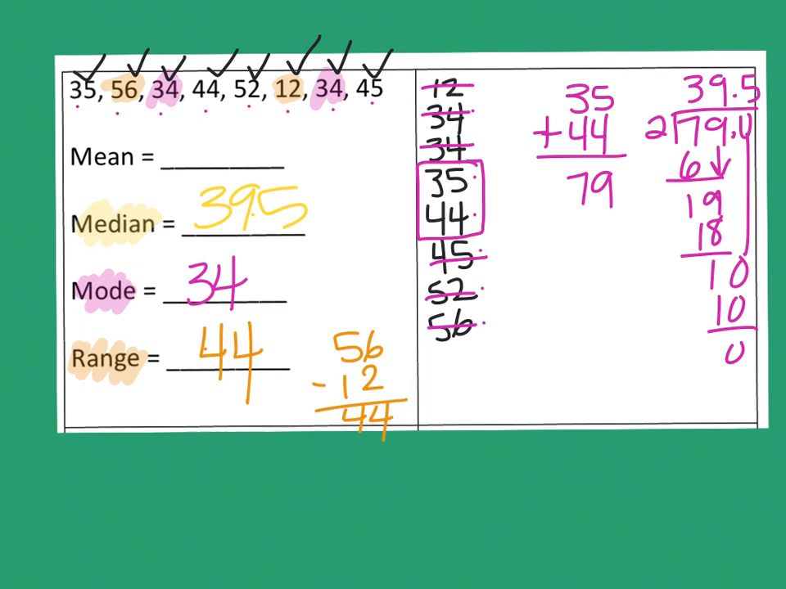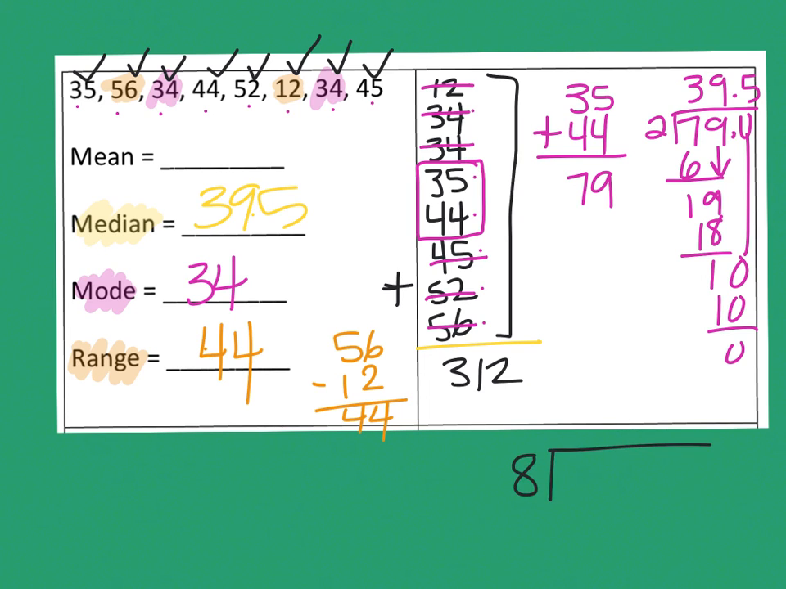Okay, then the last thing was mean. So mean is definitely the longest, toughest, hardest one to do. You want to add all the numbers together. So when I add this list together, I get 312. Then there were 8 numbers in the list. So I would divide that total by 8. And when I divide, I get 39. And that's how you do mean, median, mode, and range.